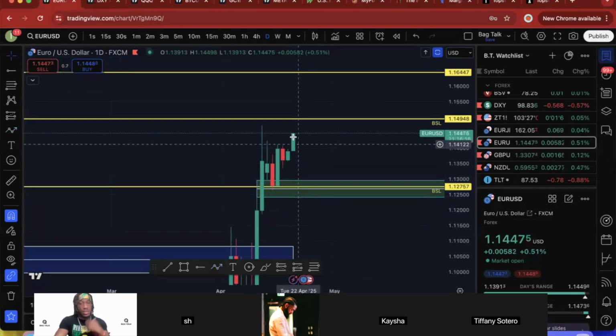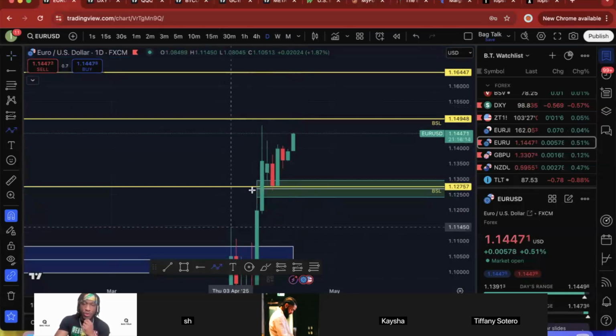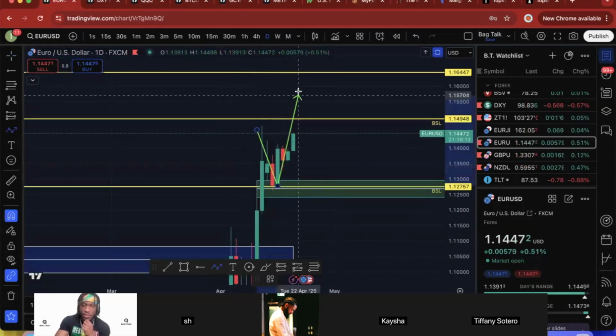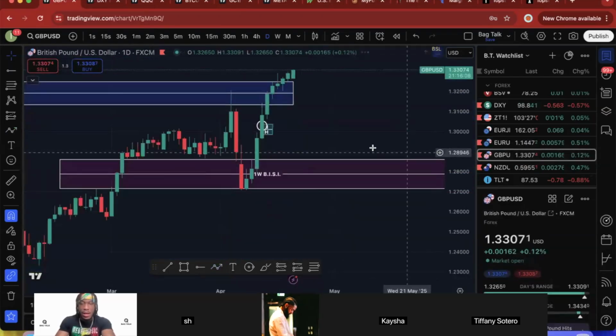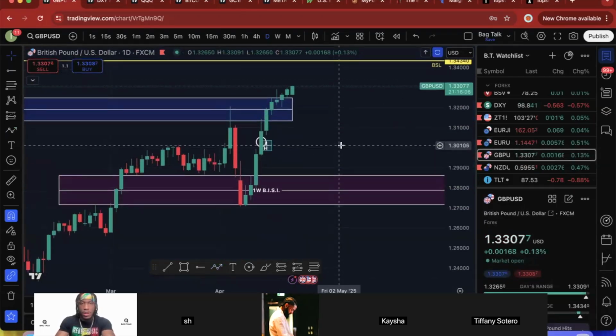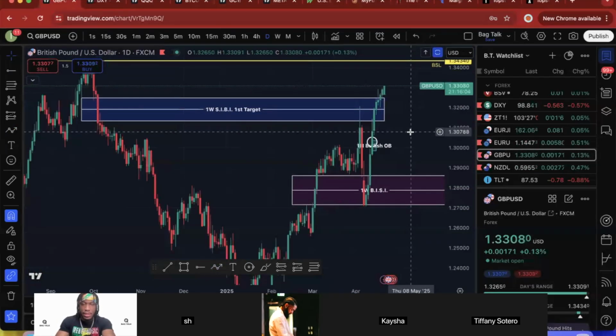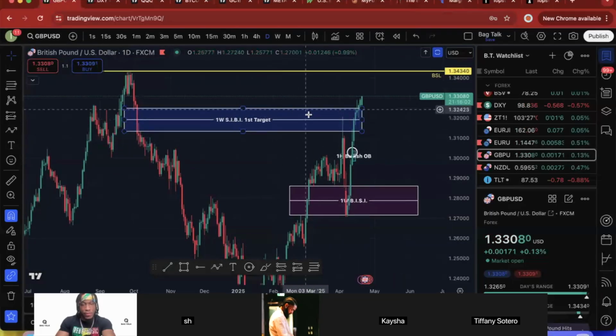I actually just think it's going to continue higher right away. It already retraced into an inefficiency. Let's go ahead and take those highs and go for the next target above. All right, Euro, I'm out. For British pound, so pound dollar here, we ran past our first target.